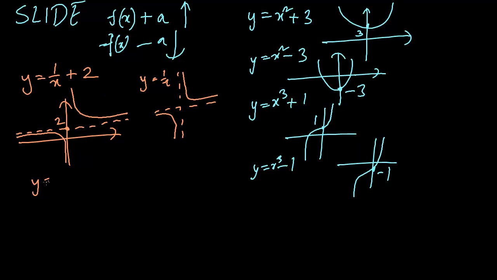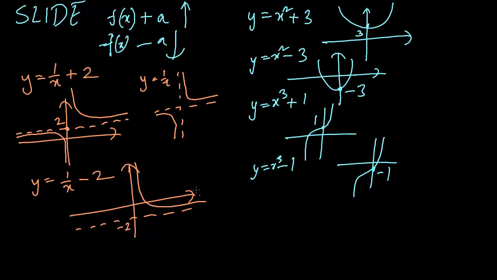Or if it was y equals 1 by x minus 2, then from the original picture, it would slide downwards. So this asymptote would go here, minus 2, and you would have this boomerang over here and this one over here. So when you have this type of slide, it's a little bit difficult with the broken line. Then the same thing when we have e to the power x.